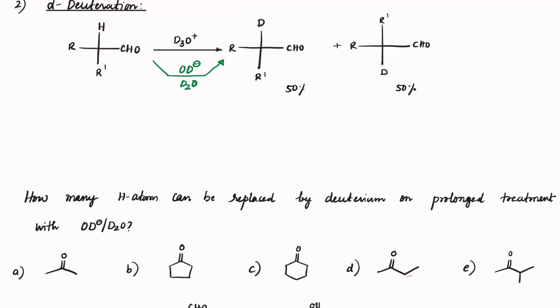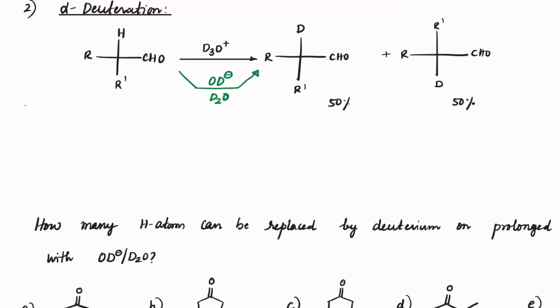Okay. So if you compare mechanism wise here, you would see we have R, R dash, H and CHO. And as you treat this with OD minus aqueous, first, the planarity will come here. Earlier we discussed it. So we'll get this as double bond C O minus and H. Because it is in a basic medium, I'm only writing the enolate form.